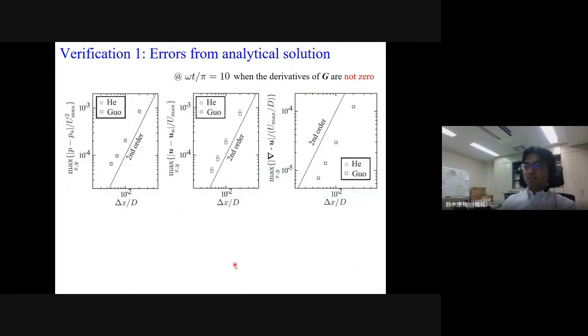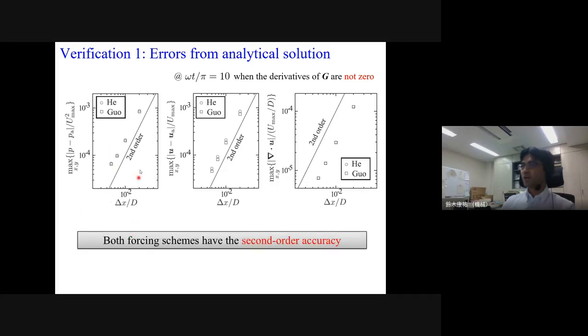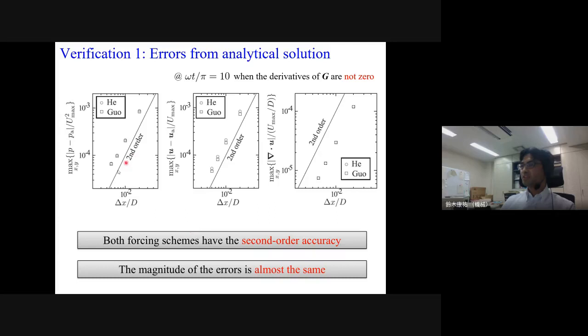This shows the errors from the analytical solution for pressure P, velocity U, and the divergence of the velocity, when the derivatives of the body force G are not 0. The circles are for the He forcing, and the squares are for the Guo forcing. So from this figure, we can see that both forcing schemes have second order accuracy. In addition, the magnitude of the errors is almost the same. So the two forcing schemes are equivalent in terms of accuracy.